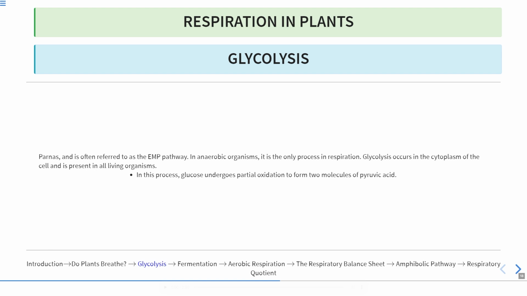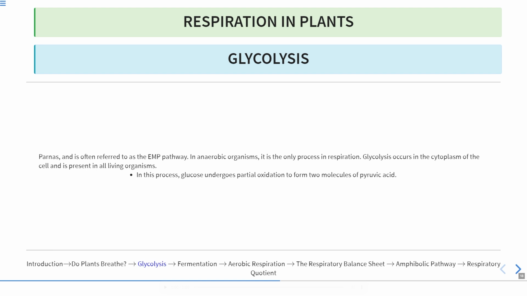So whether it is aerobic or anaerobic, this process is common for both types of respiration. You all know that anaerobic respiration means there is no requirement of oxygen, and aerobic respiration means there is a requirement of oxygen. But in aerobic respiration, this part of respiration, glycolysis, has no requirement of oxygen. And in anaerobic respiration, this is the only step going on for the oxidation of glucose.